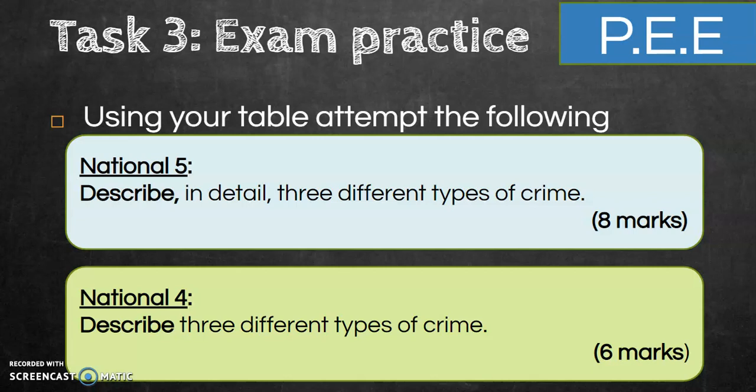So if you look at the National 5 one, it says describe in detail 3 different types of crime. 8 marks. For 8 marks, you need to do 3 point, explain, examples. A mark for a point, a mark for explain, a mark for example. For the 6 mark, describe 3 different types of crime. It's just point, explain. So if you're confident enough to add an example, do the National 5 one. If you're not quite sure how to do it yet, or you want to build up a skill, I would start with the National 4 one.